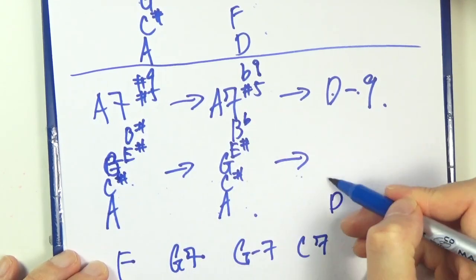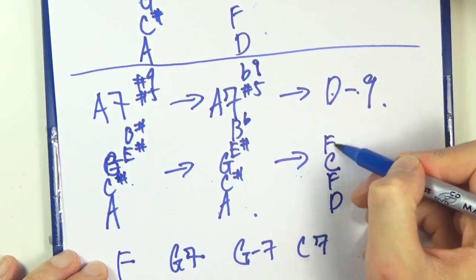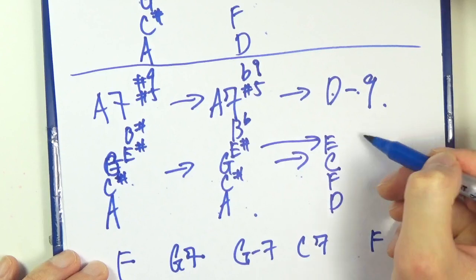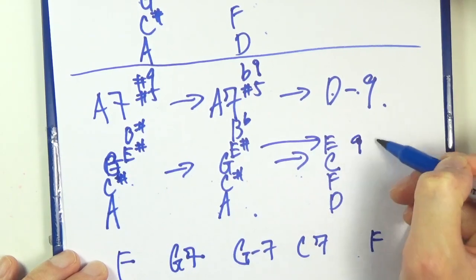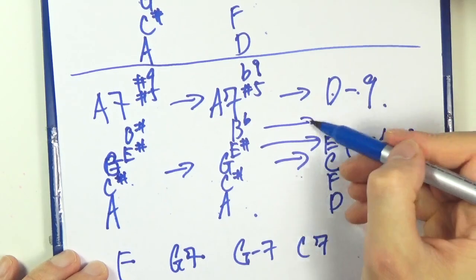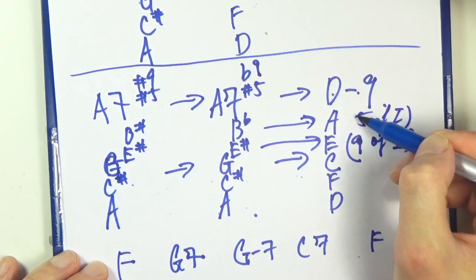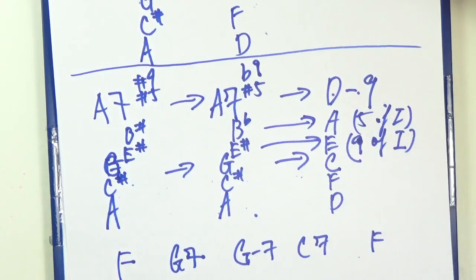tensions, so D, F, C. E sharp would become an E, so the ninth of 1. B flat would go to A, so the fifth of 1. So D minor 9 is correct.